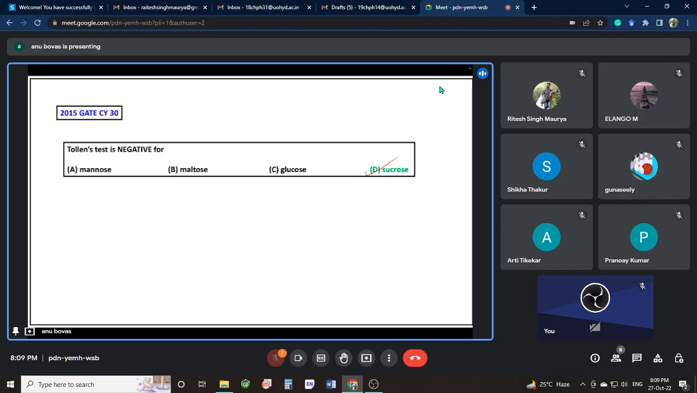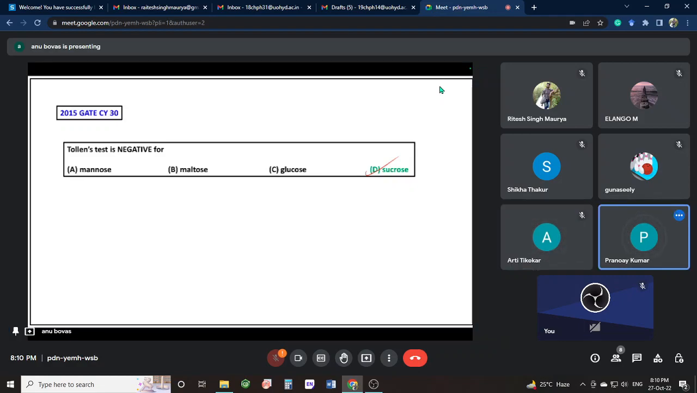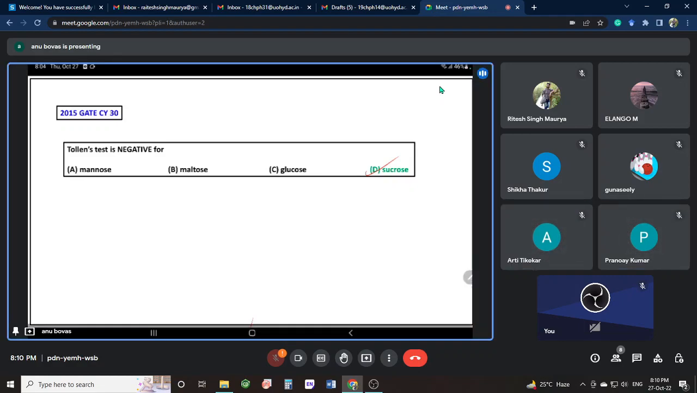And if there is no color change, that means it is either a ketone or not an aldehyde, not a reducing sugar and all. Okay, fine. Is it clear? Yes, ma'am. Okay, then fine.